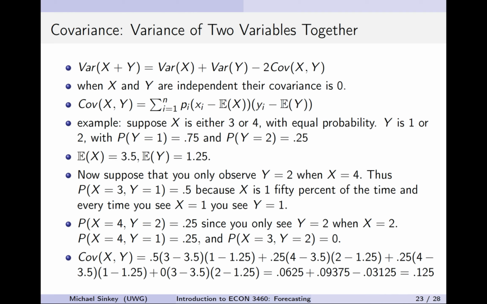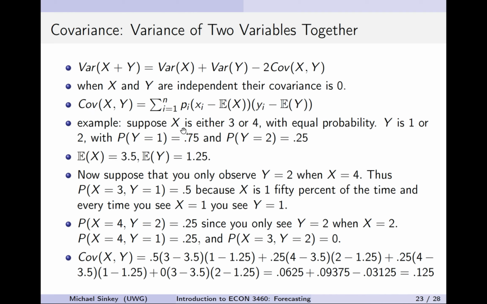So the covariance of x and y I can find by taking the probability of x minus the expected value of x times y minus the expected value of y. And to do that, we need to find the expected value of x and y. The expected value of x is 50-50, 3 or 4, so 3.5. The expected value of y, 1 is a little more likely, so it's 1.25.